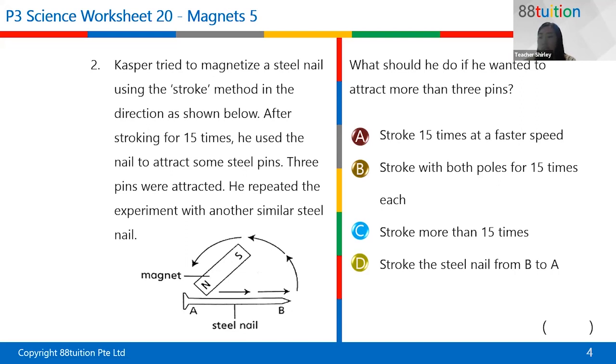Okay. Now next one, Caspar tried to magnetize a steel nail using the stroke method in the direction as shown below. After stroking for 15 times, he used the nail to attract some steel pins. 3 pins were attracted. He repeated the experiment with another similar steel nail. Okay, what should he do if he wanted to attract more than 3 pins?